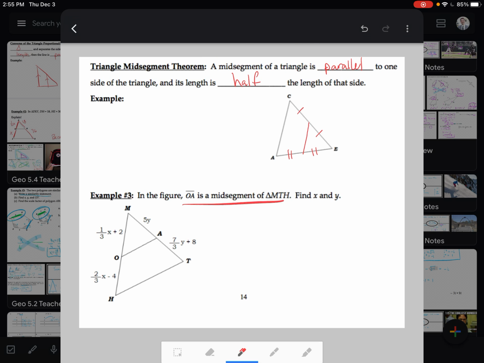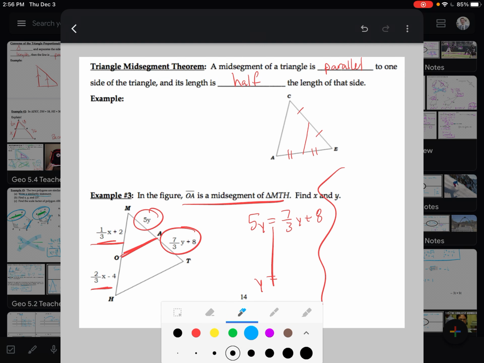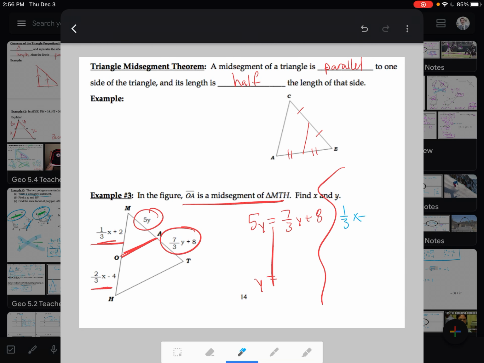They're saying that OA is a midsegment, so that means that this and this are equal, and it also means that this and this are equal. And that's going to allow us to solve. And that's going to be your job to finish up the video today, is set each of these things equal to each other and get an answer for y equals. And you're going to want to do the same thing here. I'll do it in a different color for your x's. And again, go through, solve, get x equals. So again, finish up this question.